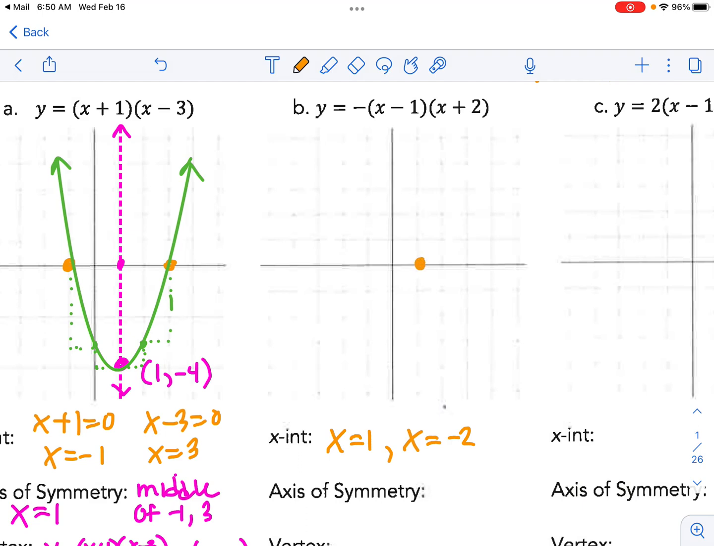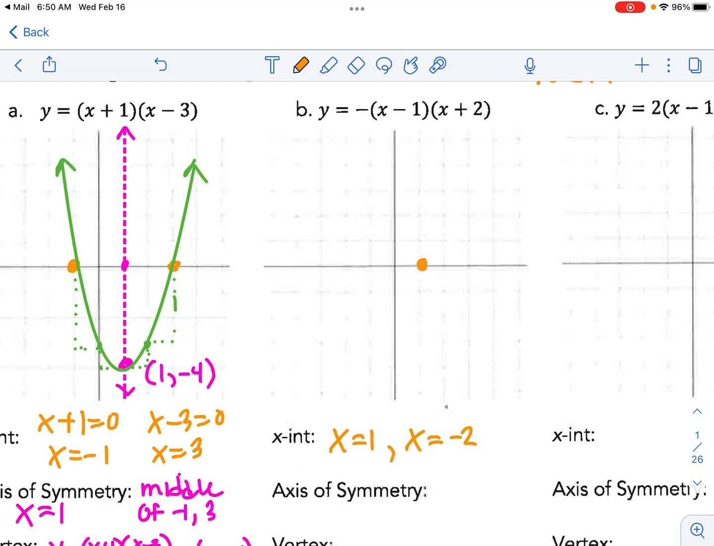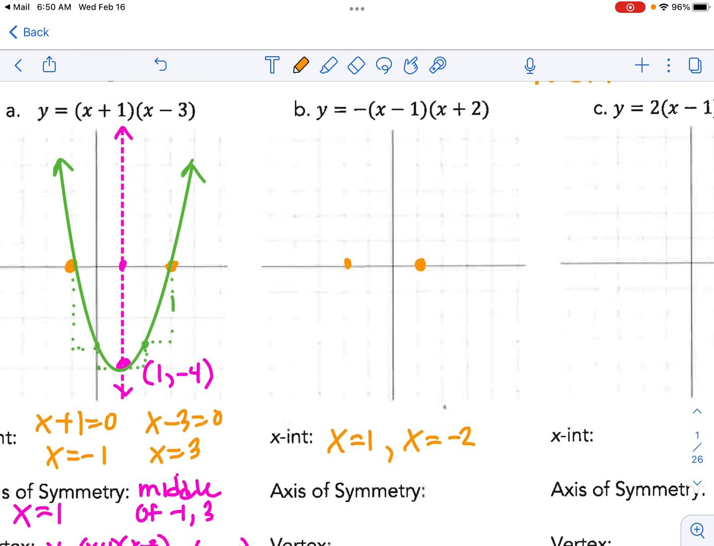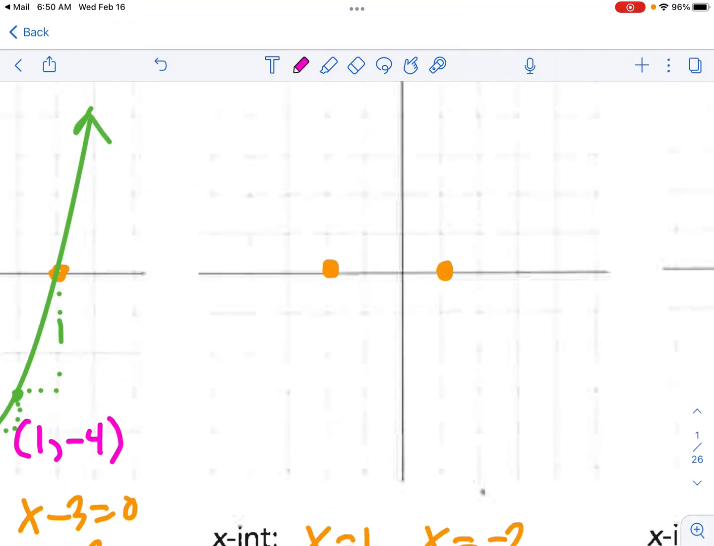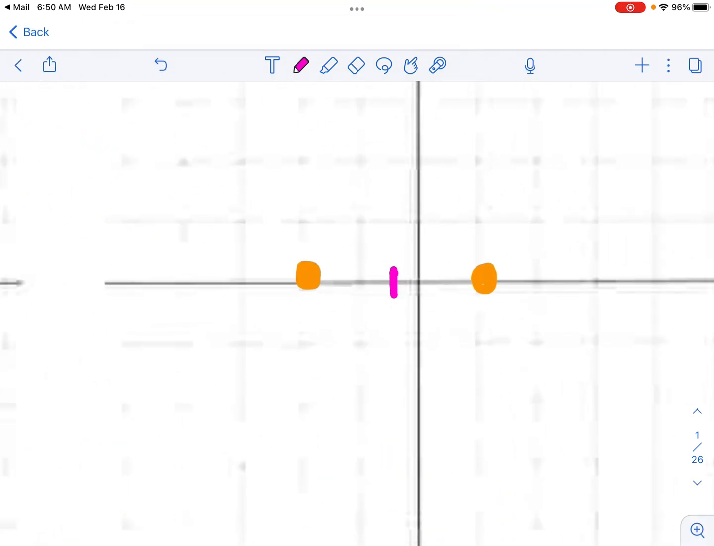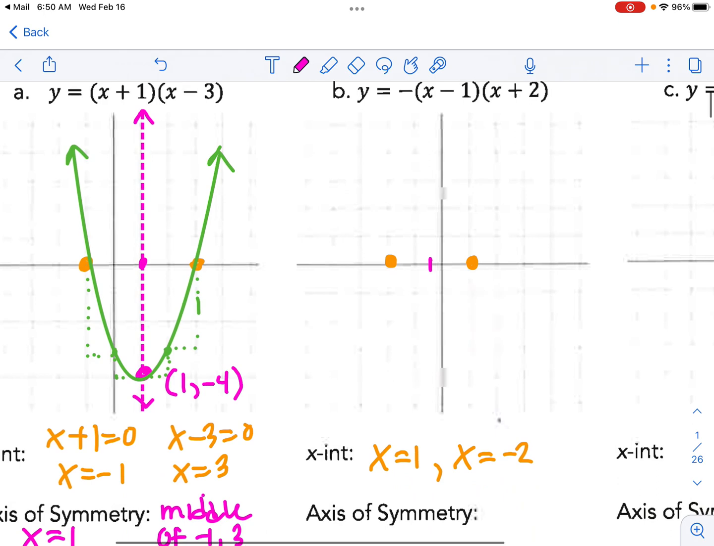x equals 1 and x equals negative 2. So those are our intercepts. And so our axis of symmetry is right in the middle of that. And right in the middle of that is right here, and so that is 1.5 and 1.5 away from each of those intercept points. So that is our axis of symmetry.